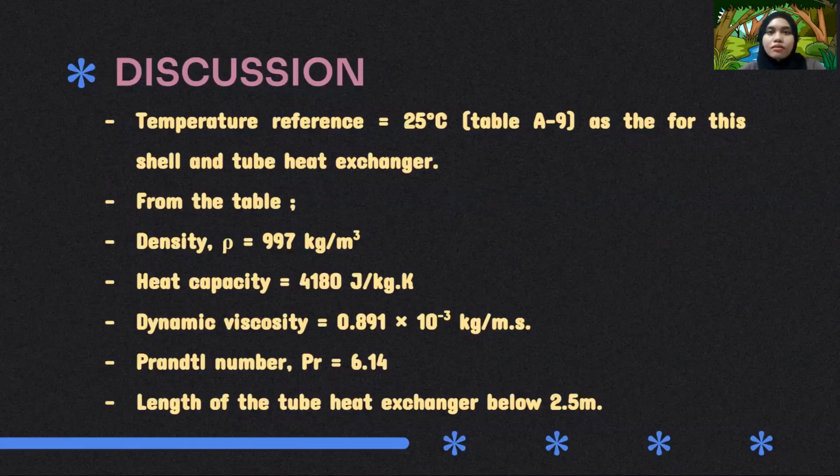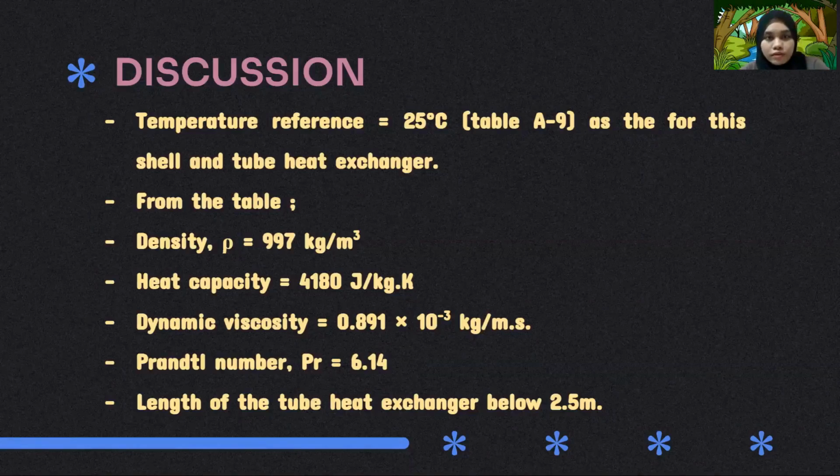So now I will continue the discussion of our mini project. We use a fluid characteristic of temperature 25 degrees Celsius from table A9 as the temperature reference for this shell and tube heat exchanger. From the table, we get the density 997 kg per meter cube, the heat capacity is 4,180 joule per kilogram Kelvin, the dynamic viscosity is 0.891 times 10 to the power of negative 3 kg per meter second, and the Prandtl number is 6.14.